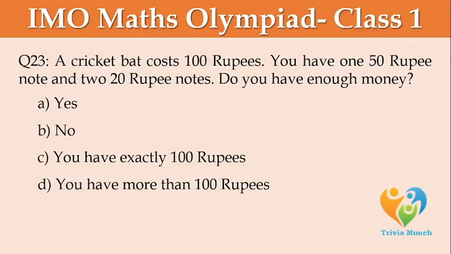A cricket bat costs 100 rupees. You have one 50 rupee note and two 20 rupees notes. Do you have enough money? Option A yes, option B no, option C you have exactly 100 rupees, option D you have more than 100 rupees.